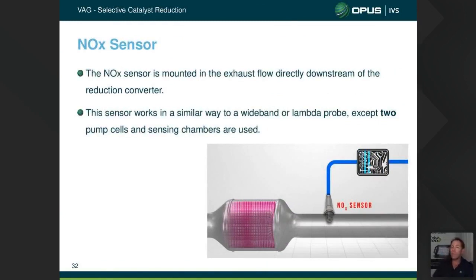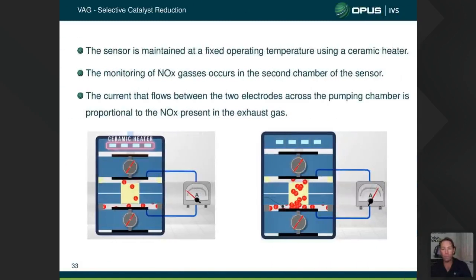A NOx sensor is mounted in the exhaust flow directly downstream of the reduction converter. This sensor works in a similar way to a wideband probe, except two pump cells and sensing chambers are used. So those of you familiar with the LSU 4.2 Bosch wideband cell, they only use one pumping chamber.